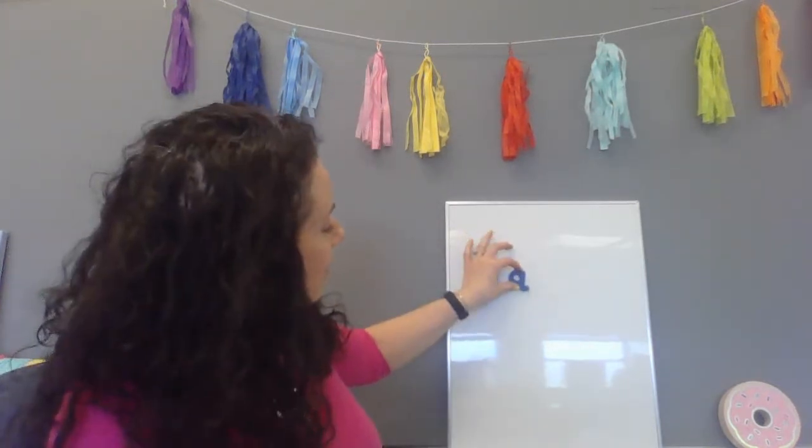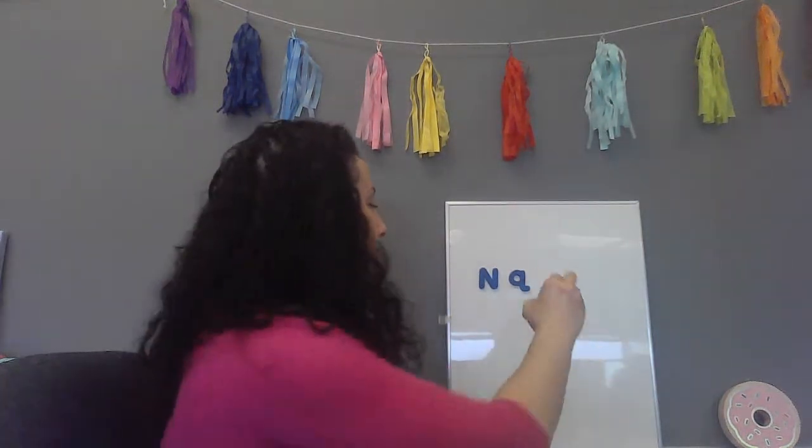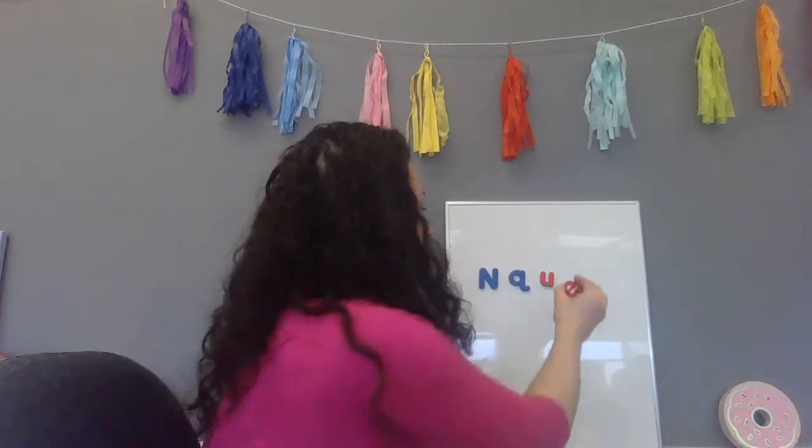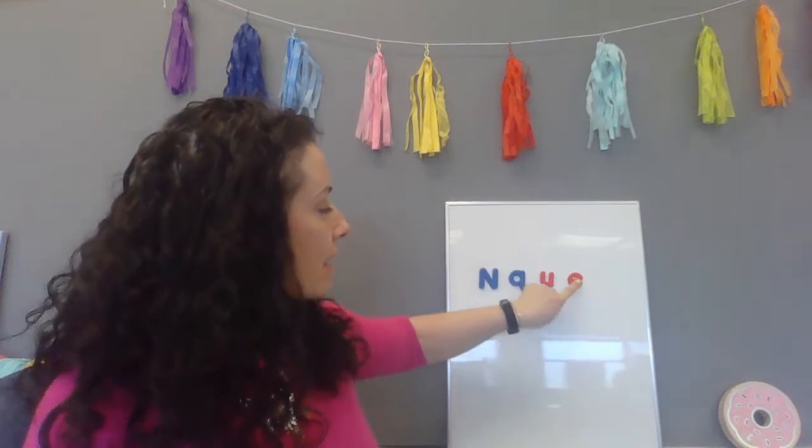This is the letter N. This is a lowercase letter Q. The lowercase letter Q says, qu. This is the vowel U. This is the vowel E. This is a lowercase e. And E says, eh, eh.